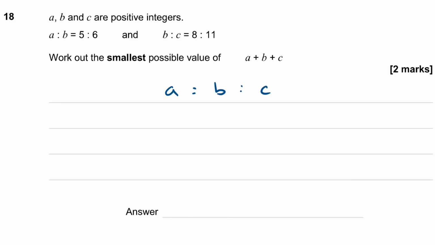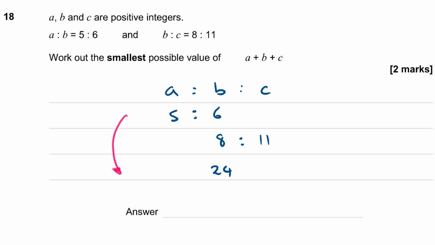So we know that the ratio of A to B is 5 to 6, and we know that the ratio of B to C is 8 to 11. So what we can do is try and scale these two ratios up so that the value of B is the same for both. So if I can find a common multiple of 6 and 8, the lowest common multiple of 6 and 8 is 24. So 6 goes into 24 4 times.